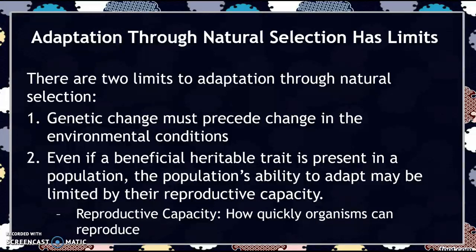Even if a beneficial heritable trait is present in a population, the population's ability to adapt might be limited by their reproductive capacity. And reproductive capacity is just how quickly an organism can reproduce. So if a population needs an adaptation, and I say this carefully because we can't really choose our adaptations, but if it needs an adaptation to survive in an environment whose conditions are changing, and they reproduce very slowly, chances are they're not going to have that adaptation pop up in their population in enough time that they can actually survive. However, something like a bacteria, like we talked about with this antibiotic resistance, bacteria multiply super quickly. So if one of them develops this adaptation where they're resistant to the antibiotic, very quickly in a 24-hour period, they multiply. It can spread through the majority of the population, and they have learned how to survive in their current conditions.